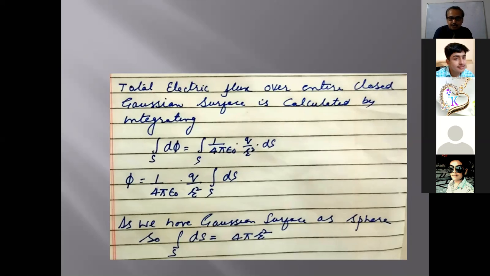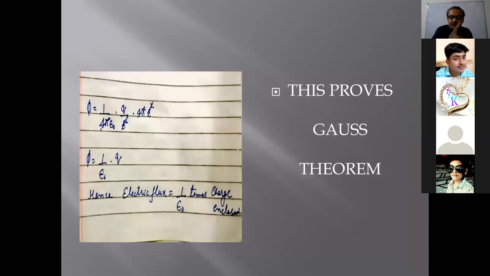So when you substitute this value in the above equation, what will we get? We will get phi is equal to this. Now 4 pi cancels with 4 pi and r square cancels with r square. What is left? 1 over epsilon naught into q. And this is what is called electric flux: 1 by epsilon naught times the total charge enclosed, that means q. So this proves Gauss theorem.